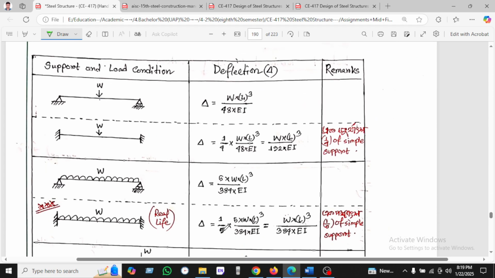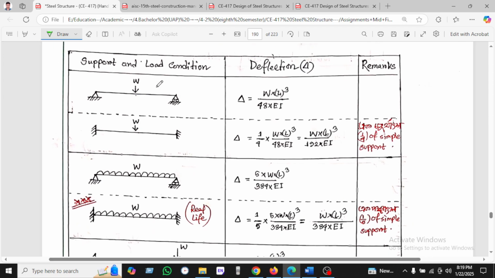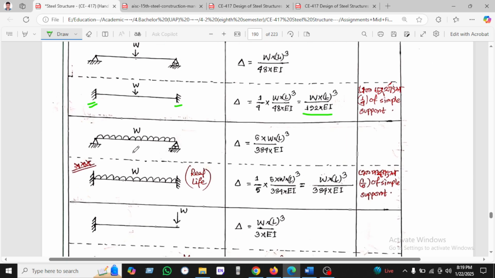Okay, let's start. Before we start, we have to memorize some deflection formulas for support conditions. If the support is pinned, then the deflection delta equals WL cubed over 48 EI. If the support is fixed, then it is WL cubed over 192 EI. If a UDL is given on a simply supported beam, then it is 5 WL to the fourth over 384 EI.